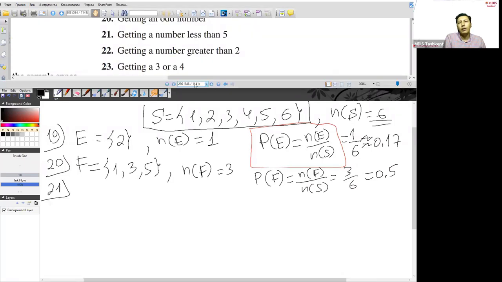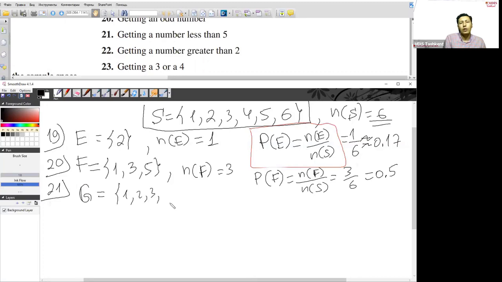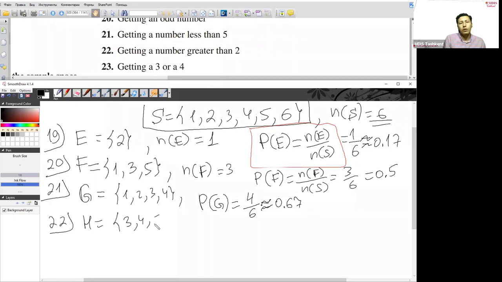Okay, 21. Getting a number less than 5. Let's call it G. Less than 5 is 1, 2, 3, 4. So P(G) is equal to nG over nS. Okay, how many elements? We have 4, total 6. 2 out of 3, 0.67 approximately. 22. Getting a number greater than 2. H is greater than 2: 3, 4, 5, or 6. If you find P(H), you get the same result as 21.